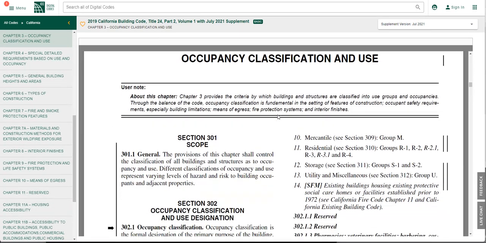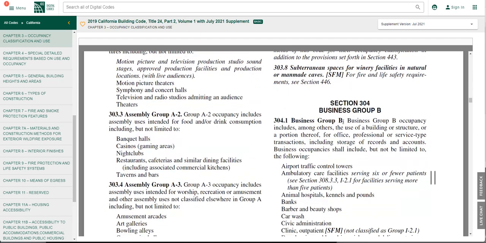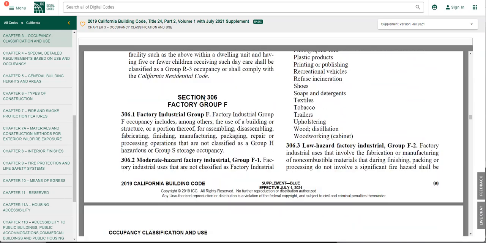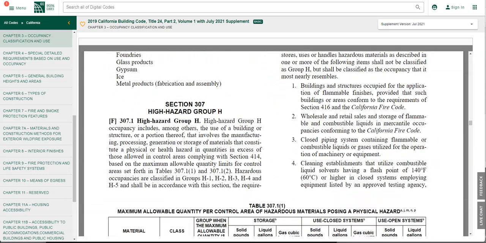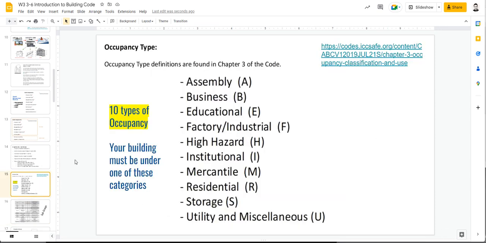And if you look at this chapter, you'd see assembly group A. So there's a group A, then you have a group B, and then you have a group E. So there's no C. Then you have a group F. Okay, so there are 10 of these groups. A is for assembly. B for business. E for education. F for industrials or factories. H is for hazardous buildings or high hazard situation or use building. I is for institutional, mercantile, residential storage, and then miscellaneous and utilities is group U.